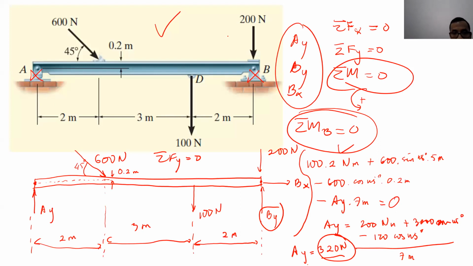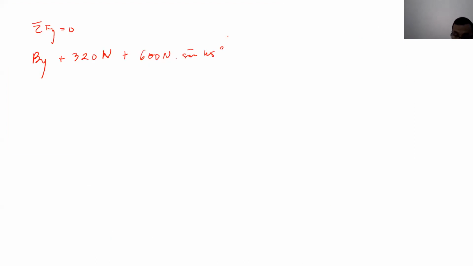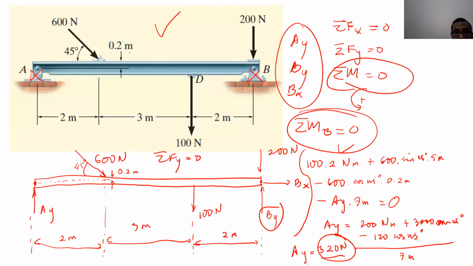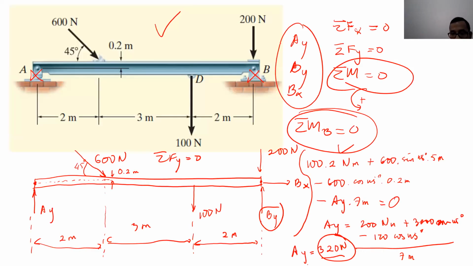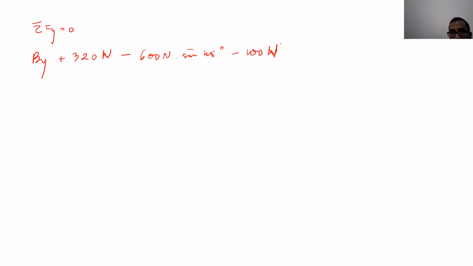I think it's minus, sir. Yeah, minus, correct, because it's going down, minus. And then we have minus 100 Newton, and the last one is minus 200 Newton, equal to 0. Correct, right?